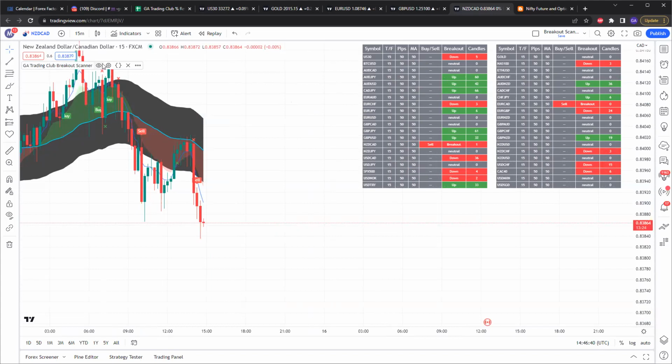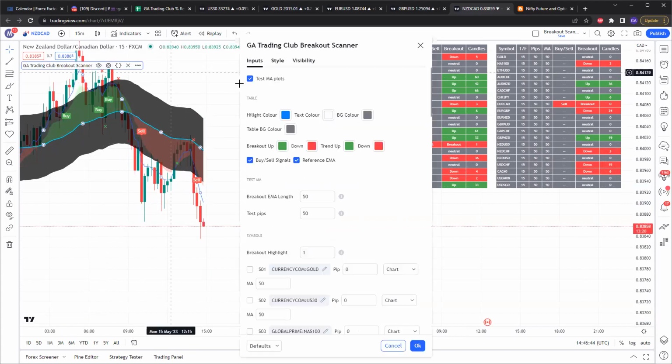Now, for me, when I'm using the scanner, since I already know this logic, I'm not interested in buy and sell signals, so I turn off the buy and sell signals. You can turn off the reference EMA if you want.